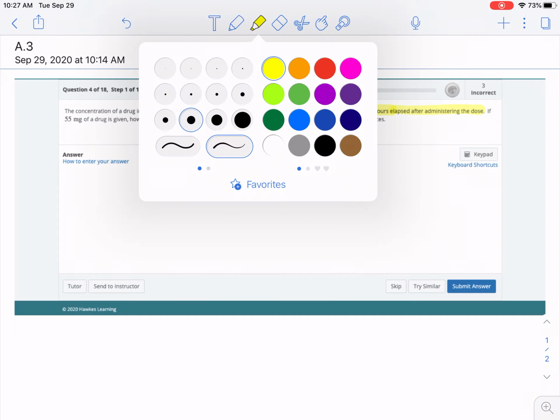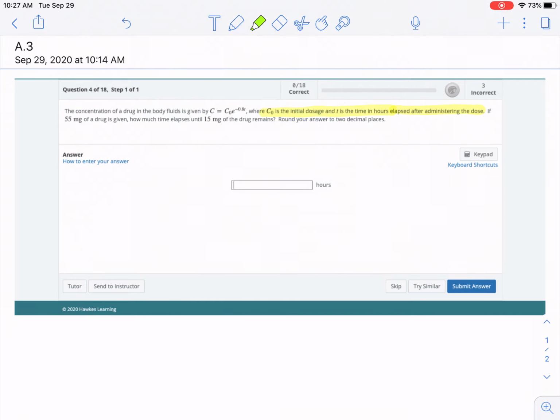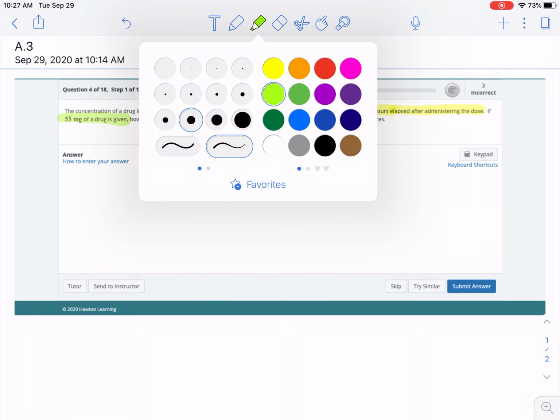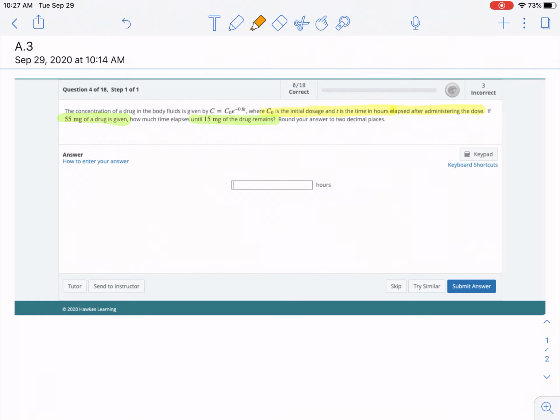All right, so this is the information that we are given. And I'm going to highlight in a different color what we're looking to find, how much time elapses, because that tells us what our variable is going to be, in this case, t, since we don't know the time. So let's start by rewriting this formula. And let's substitute what we know.